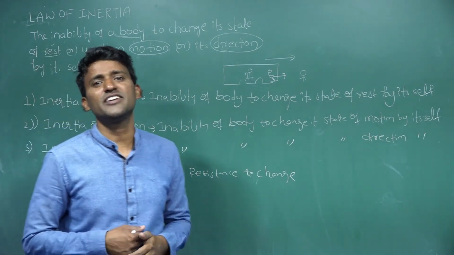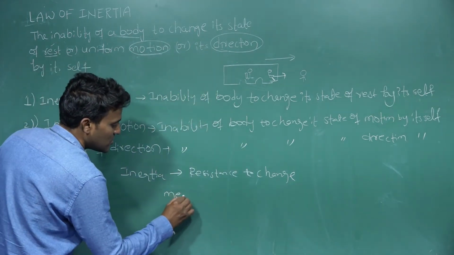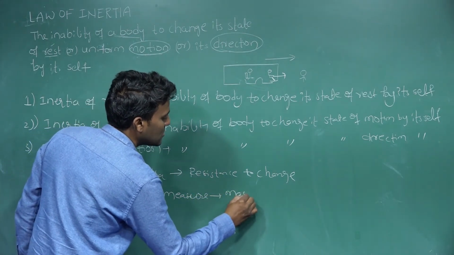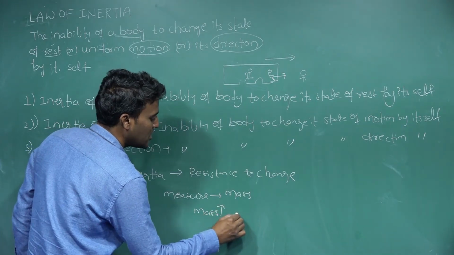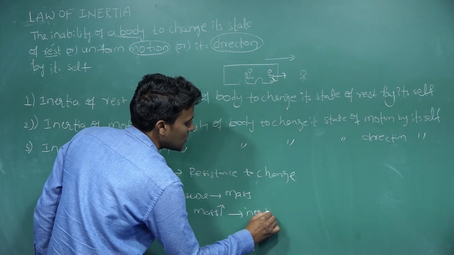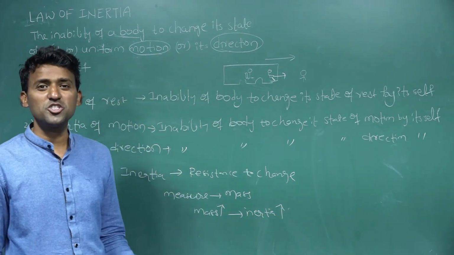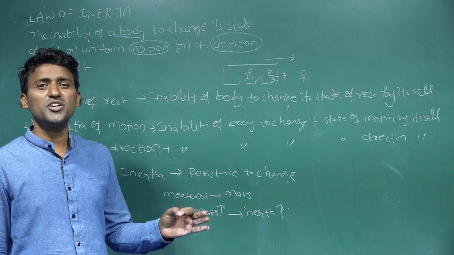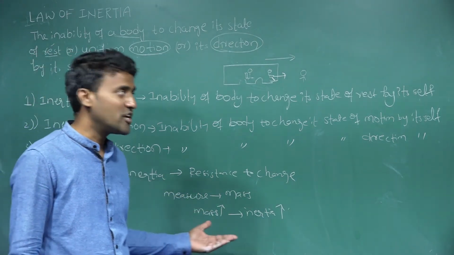How can you measure inertia? You can measure inertia by the mass. When the mass of the object is more, inertia is also more. So inertia you can measure by using the mass. Mass is more, inertia also more.